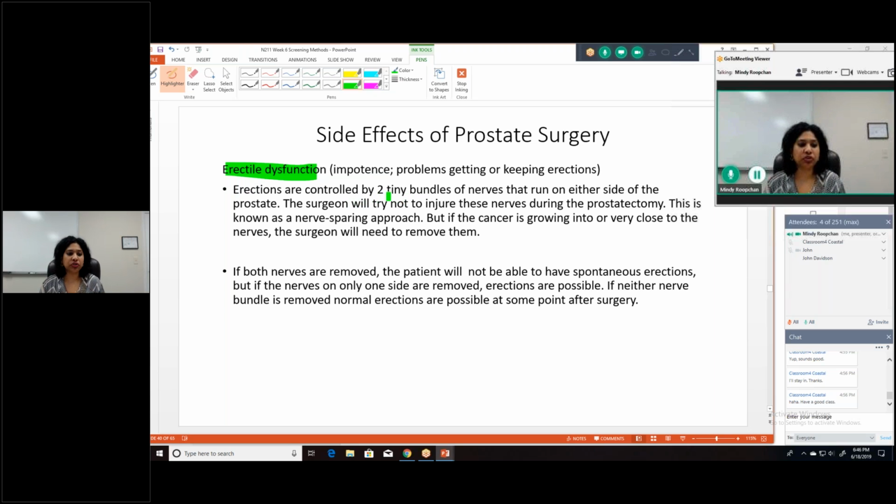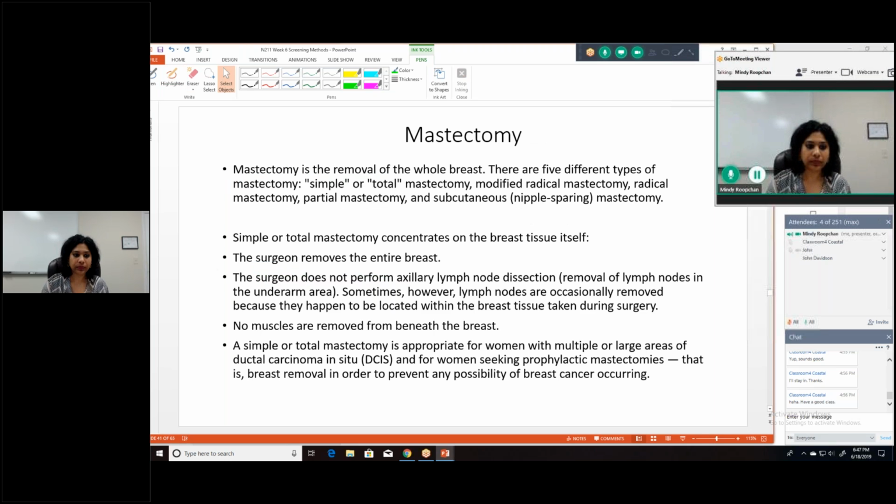So erections are controlled by two bundles of nerves on either side of the prostate. If the surgeon tries not to injure these, it's known as a nerve sparing approach. But if the cancer is growing very close to that area, the surgeon has to remove it. If both nerves are removed, the patient will not be able to have spontaneous erections. But if only one side is removed, then they may be able to.